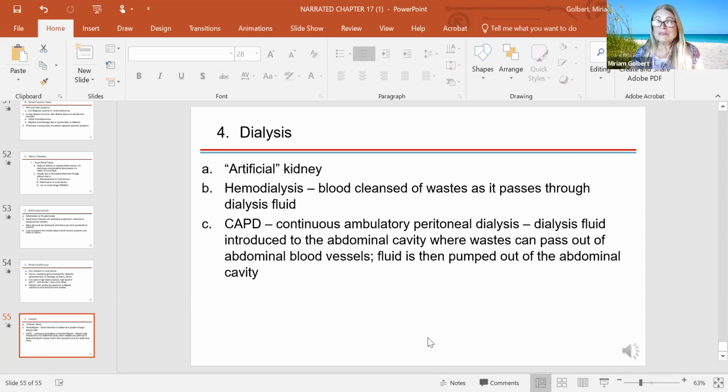There's this ambulatory peritoneal dialysis, where the patient does it at home, and it has a little machine that is doing the dialysis through the abdominal cavity. It's not as efficient, and some patients that start with that one have to end up with the typical dialysis at a dialysis lab. And that's about it for kidneys.